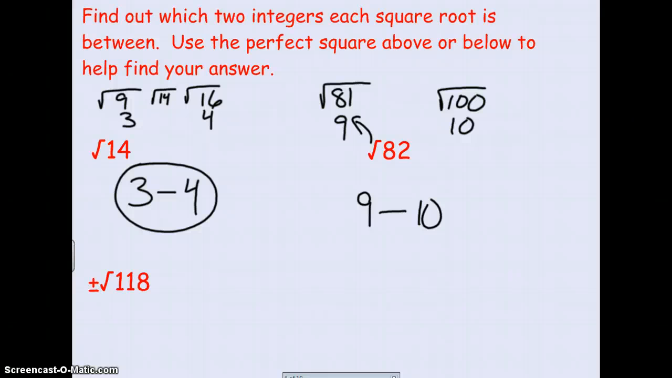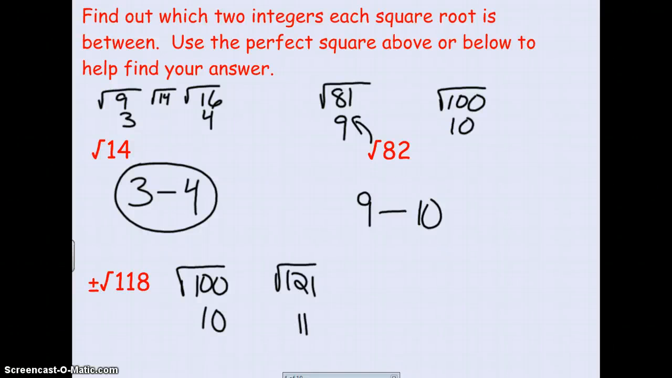For the square root of 118, I need to think about the perfect square below and the perfect square above. Below we have 100. Above we would have 121. In class tomorrow we'll list the perfect squares for 1 to 20, probably include 25, so that if we don't have them memorized, we can start working on that. So the square root of 100 is 10, the square root of 121 is 11.